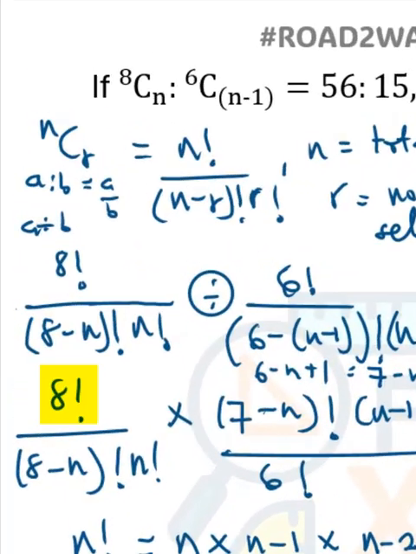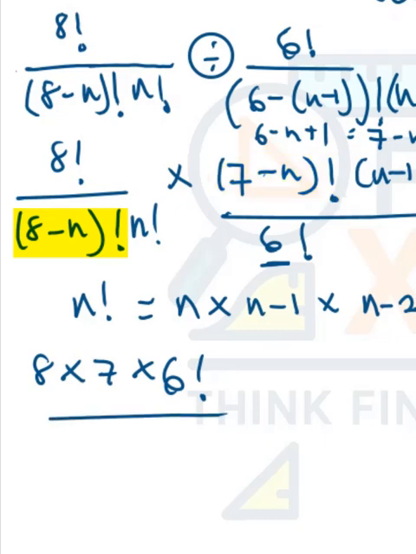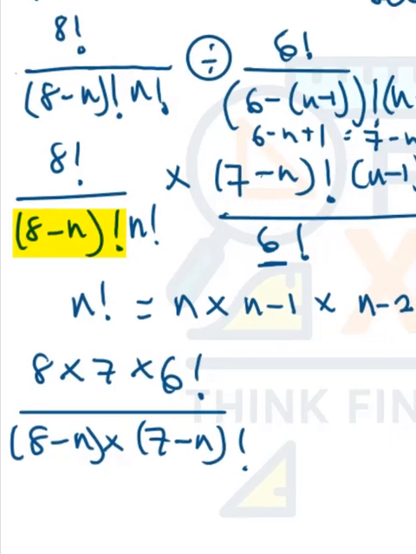So if I have 8 factorial and I have 6 factorial here, I can reduce 8 up to 6 factorial. So I can write this as 8 times 7 times 6 factorial. Then I also have 8 minus n factorial. It means that I can reduce it to 7 minus n, because if I reduce 8 by 1, I'll get 7. So this can also be written as 8 minus n times 7 minus n factorial.